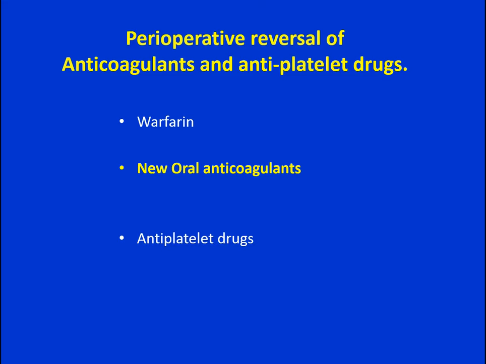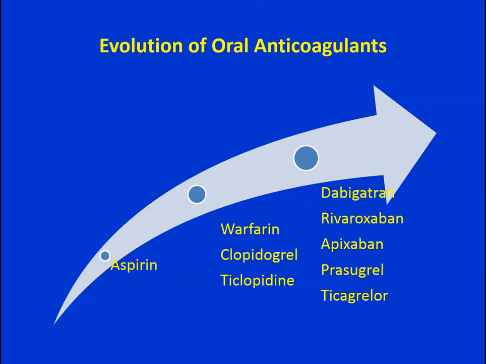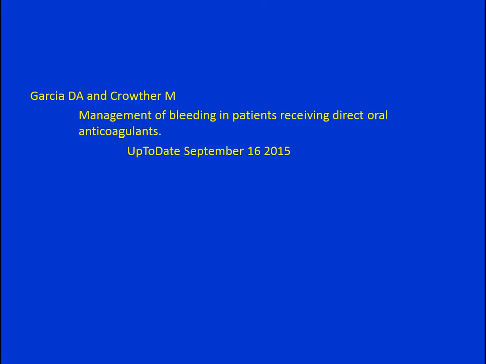Let's turn then to the new oral anticoagulants. This slide shows the evolution of oral anticoagulants, starting with aspirin and then warfarin and the P2Y12 inhibitors, and finally the newer oral anticoagulants, which are either direct antithrombin agents or anti-10A agents. This is a nice review of the management of bleeding in patients receiving these. The problem is that at the moment there are no proven antagonists or antidotes for these agents, unlike what there is for warfarin.